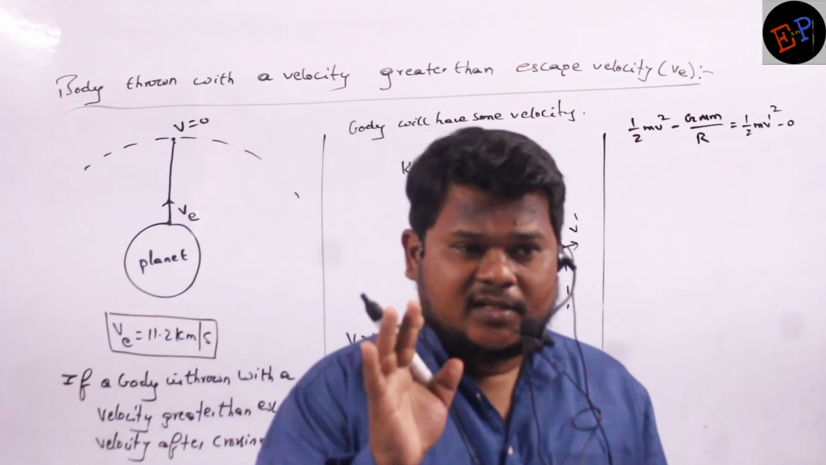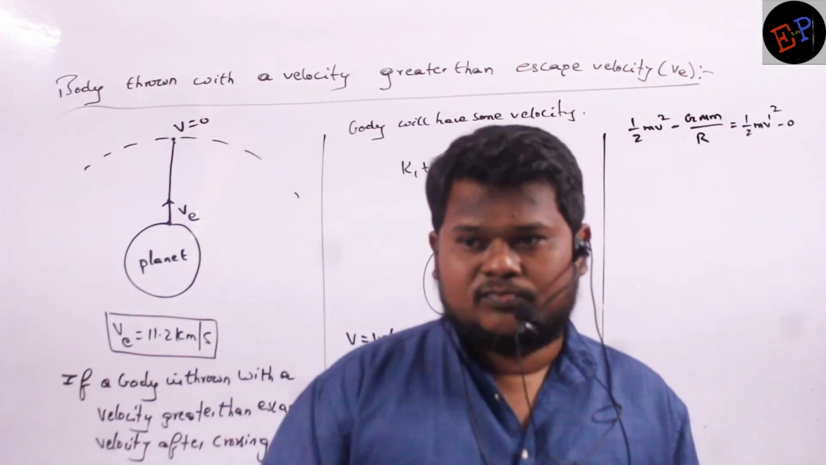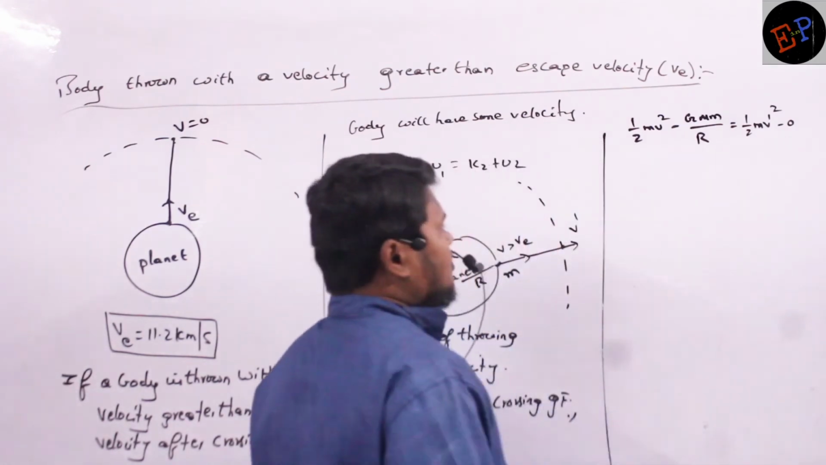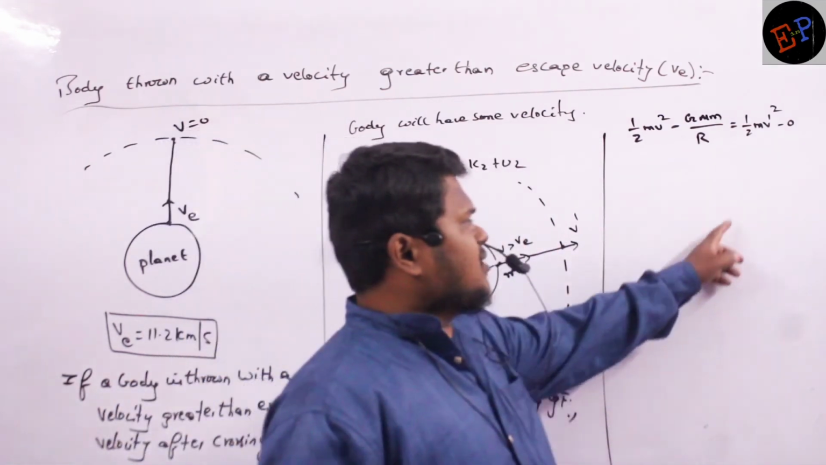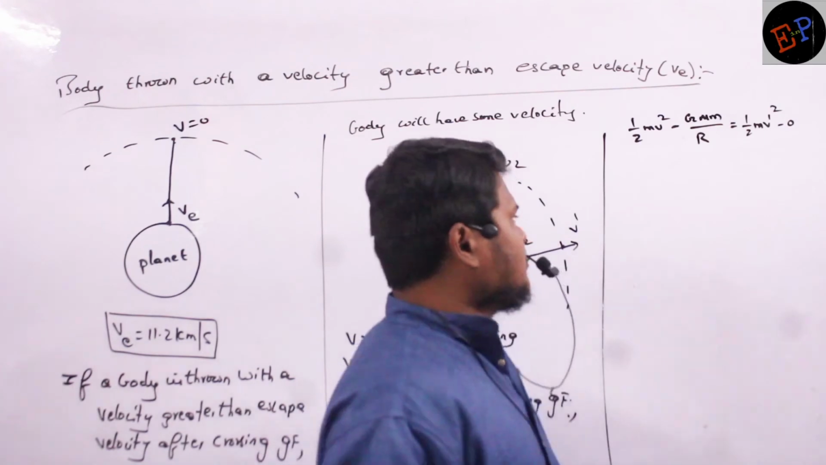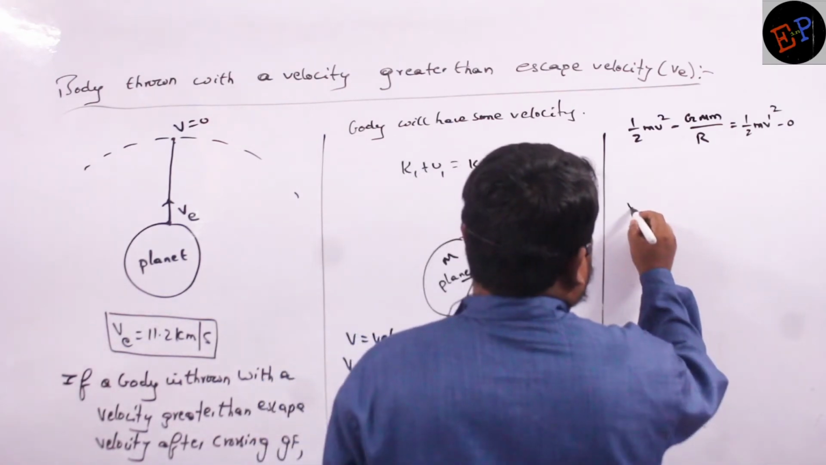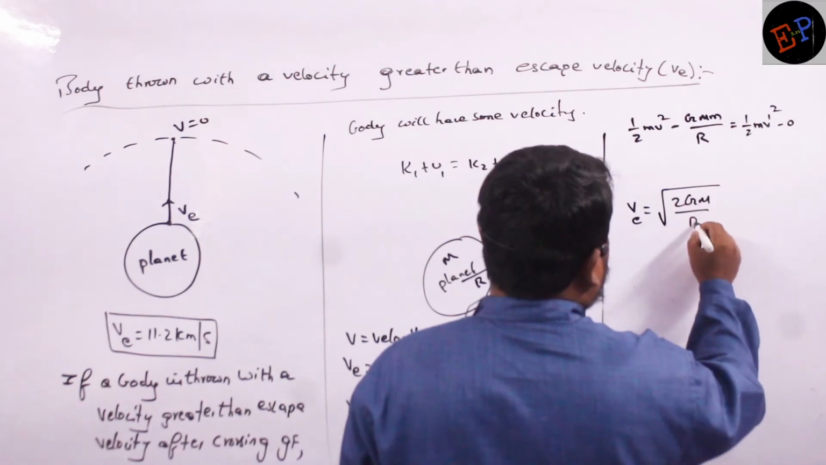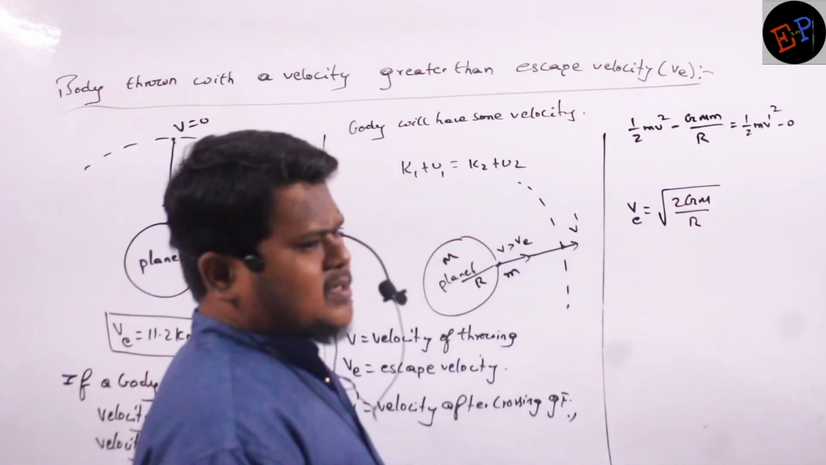And maximum potential energy is how much? 0. Already we have studied, no? Now this is the relation. Now I am supposed to derive a relation for v dash. So we know what is the formula for escape velocity? Square root of 2GM divided by r. This is the formula for escape velocity, no?